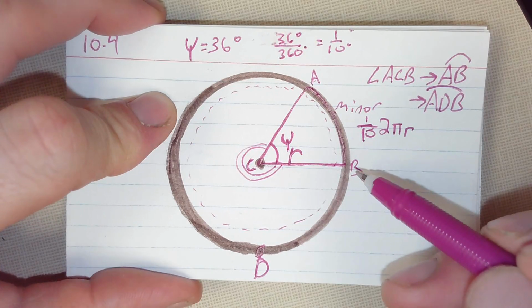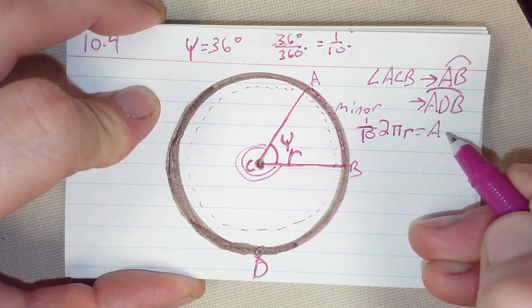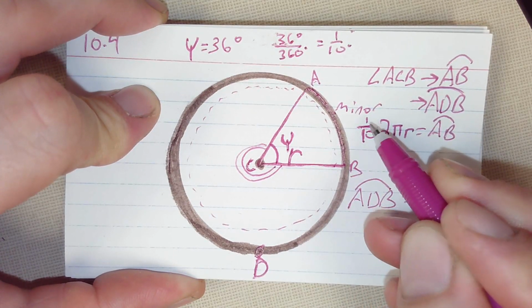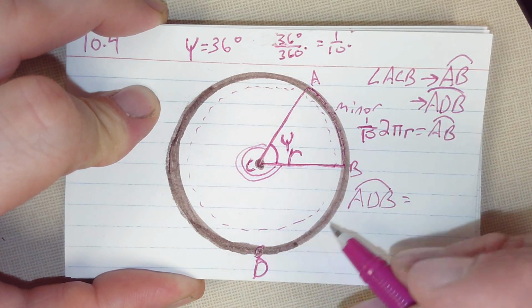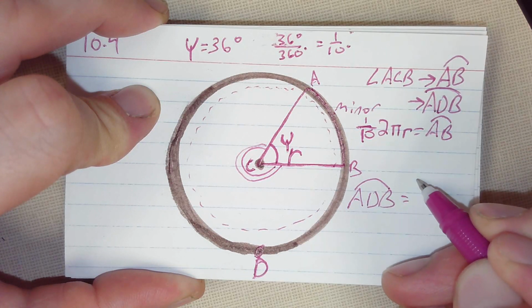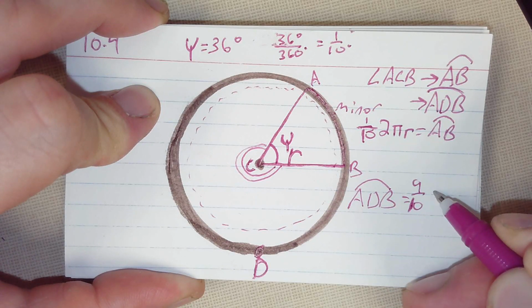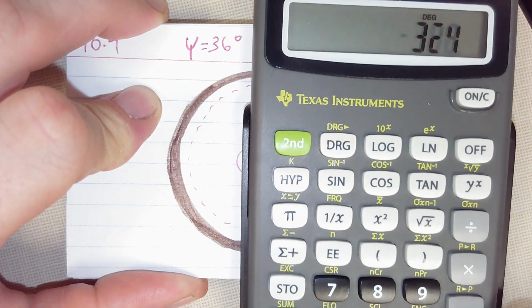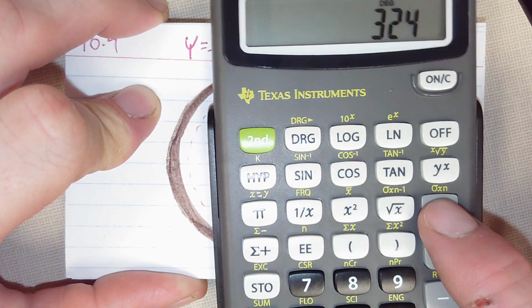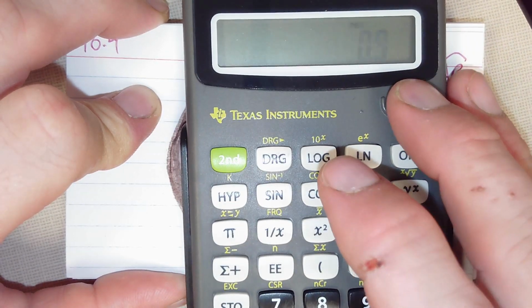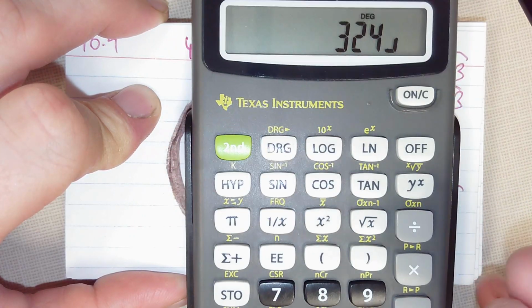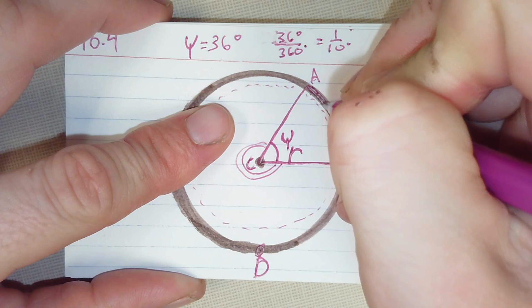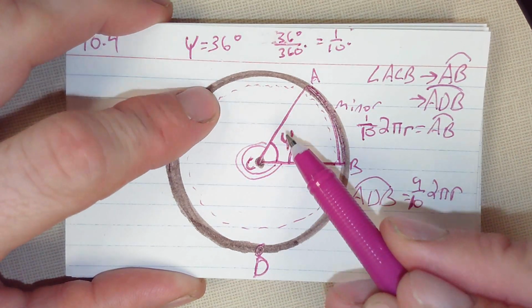That means the remaining portion, the arc ADB, is going to be 10/10 minus 1/10, which is 9/10, or 90%, so 9/10 of 2 pi r. Another way to look at it: if I took the 36 degrees away from the 360, I'd be left with 324 degrees. 324 divided by 360 is 0.9, which is 9/10. So that is how I find the arc length of the minor and major arc derived from this central angle.